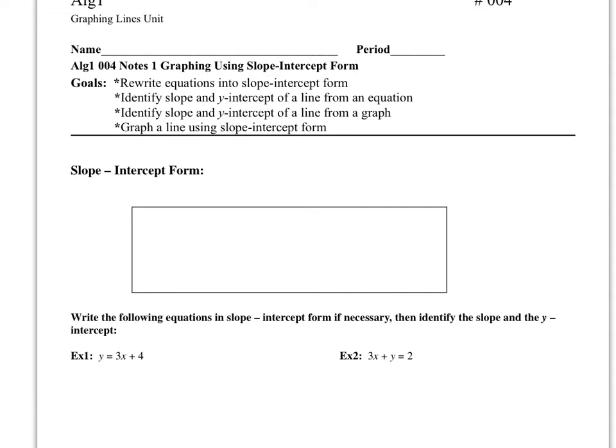In this set of notes, we're going to learn a new way to graph a line using slope-intercept form. We're going to use the y-intercept and the slope in order to graph the line quickly without having to make a table. The first thing we want to know is what slope-intercept form is, which is when y is isolated, and we write it as y equals mx plus b.